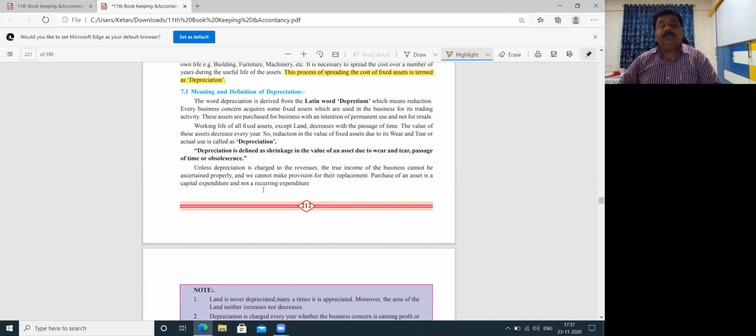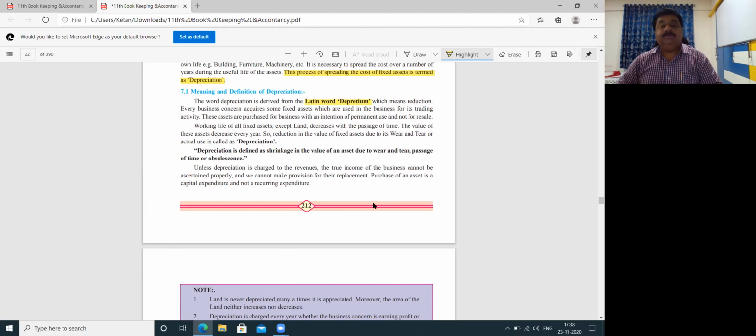Now, meaning and definition of depreciation. The word depreciation is derived from the Latin word depretium. Okay, so it is given to you. You must be able to remember this. So highlight this also. Depretium, which means a reduction.